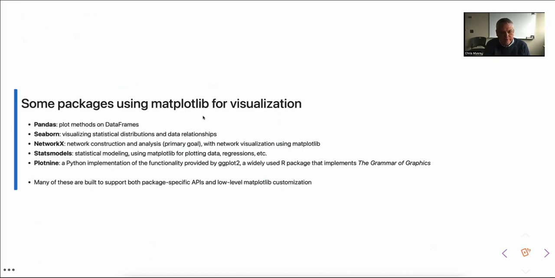And what I'm pivoting to now is going to talk a little bit about some of these other packages that use Matplotlib for visualization, basically by building on top of that, making calls to Matplotlib under the covers. But for example, pandas, which defines various plot methods on data frames, seaborn, which provides a lot of support for visualizing and characterizing different statistical distributions and data relationships, and then others, for example, networkx and statsmodels, that deal with networks and statistical modeling and use Matplotlib underneath.